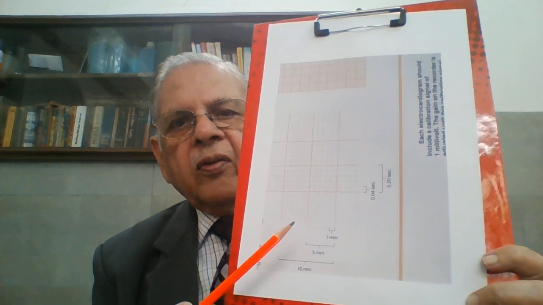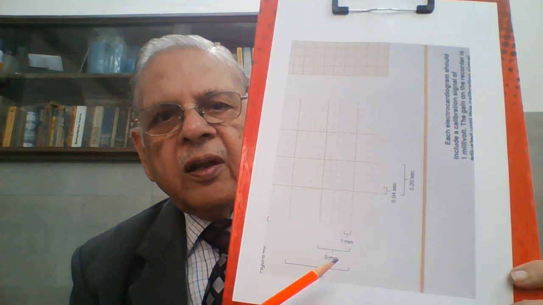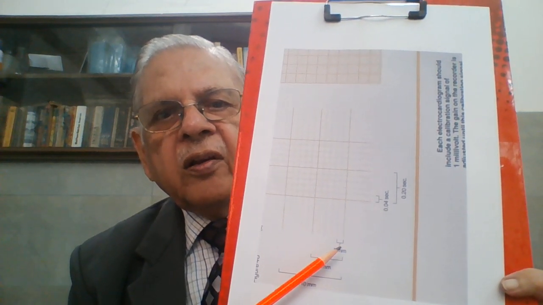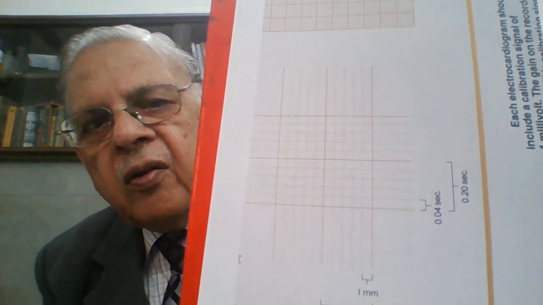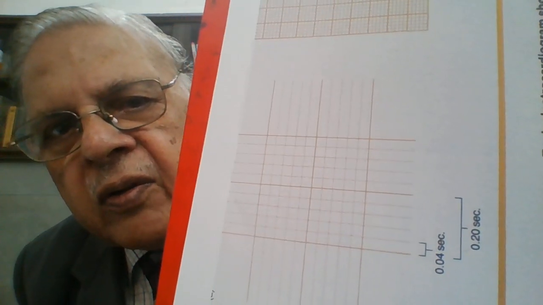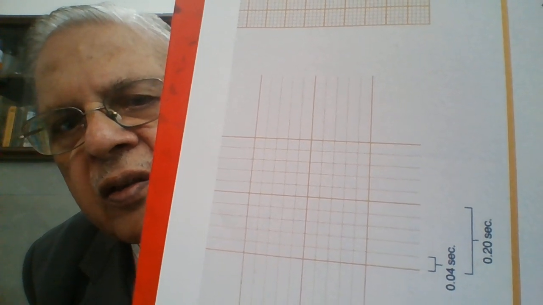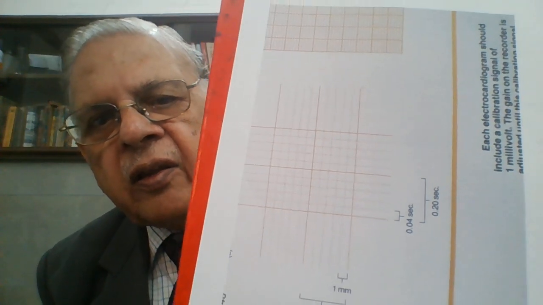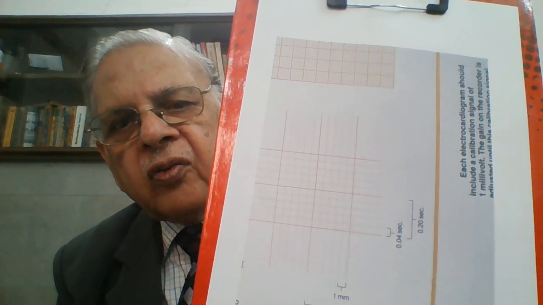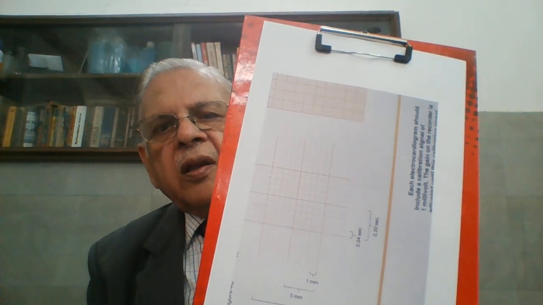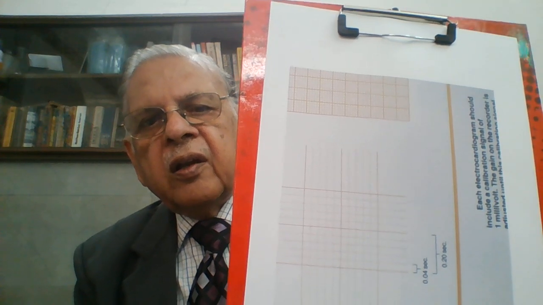And when we count vertically the lines, we find the distance between two lines is 1 millimeter. See here, the distance between two lines is 1 millimeter, and naturally in one square it will be 5 millimeter, and in two squares it will be 10 millimeter.